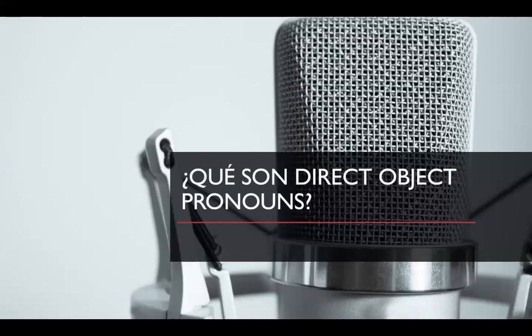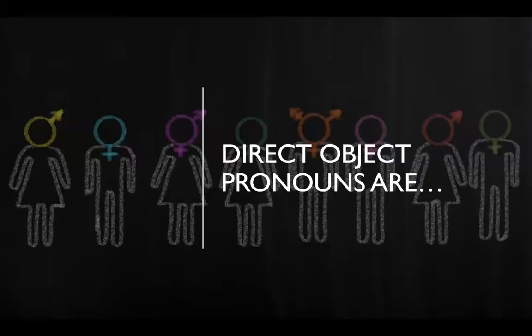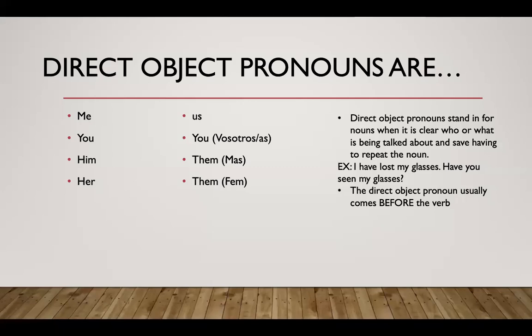So again, ¿Qué son los direct object pronouns? Direct object pronouns are pronouns that stand in for nouns when it is clear who or what is being talked about, saving having to repeat the noun. Example, I have lost my glasses. Have you seen my glasses? In that case, it's very redundant. It allows for the redundancy to be left out and allows for a cleaner, more precise, direct sentence to be created.